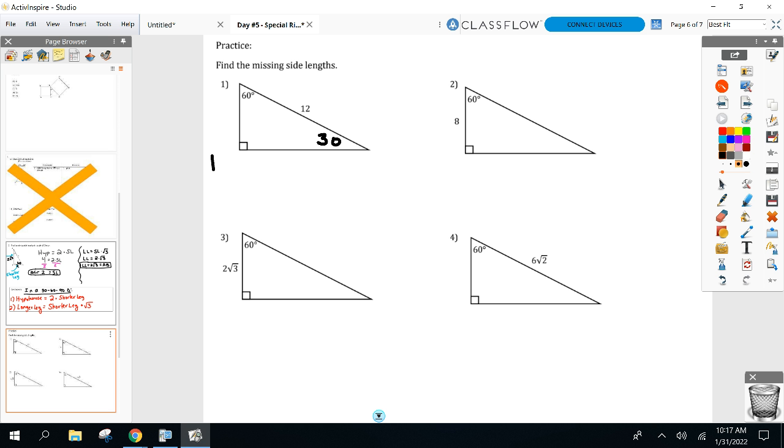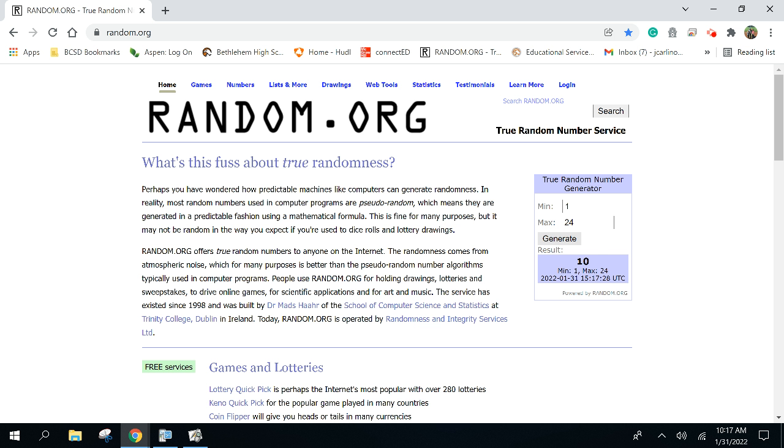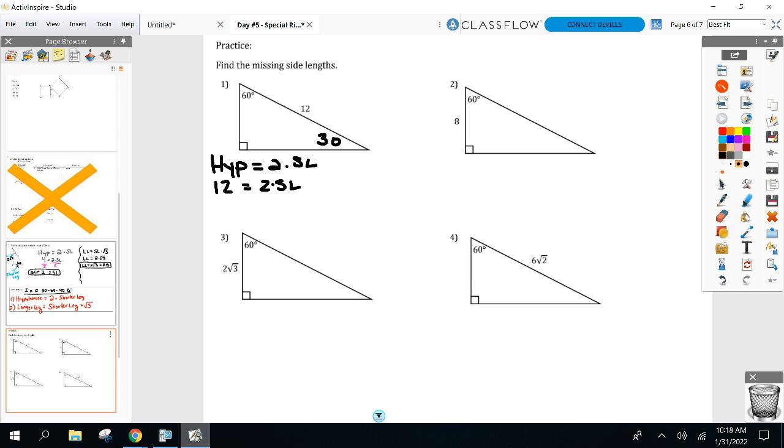If I'm given the hypotenuse, I write down the hypotenuse rule. Hypotenuse equals 2 times shorter leg. I know some of you are going to say you can find the shorter leg just like that. That's fine, but I want to write everything out at first. Plug in 12 for the hypotenuse: 12 equals 2 times shorter leg. What's the shorter leg going to be after you do your algebra? Divide both sides by 2. Good. 6 is the shorter leg, so this is 6.